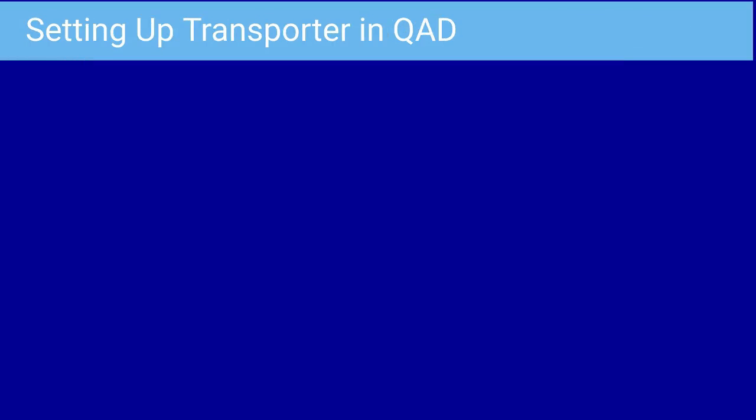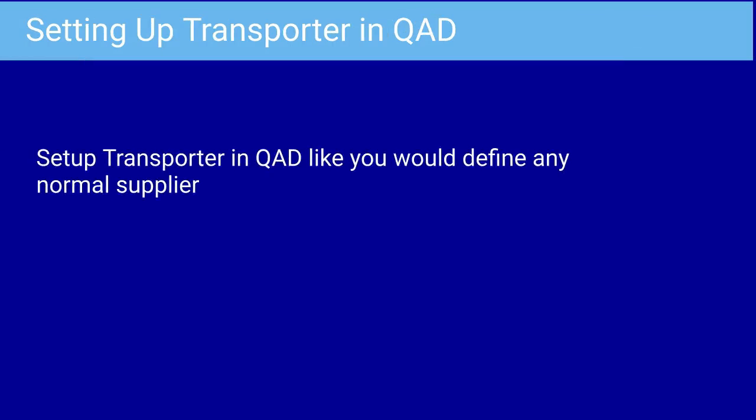For e-way bills, transporter code and transporter GSTIN is mandatory. Define transporters in QAD like you would define any supplier using business relation, supplier create, and supplier data maintenance. Ensure you enter the GSTN ID of the transporter.